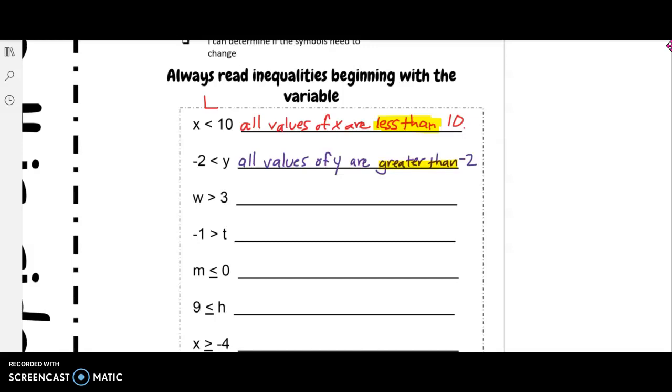So keep in mind that even though those symbols are exactly the same, we always start reading them starting with the variable. So in the first one, we started with the x. In the second one, we started with the y. So go ahead and pause this video and try to fill in the rest of them, and then unpause it to check your answers.